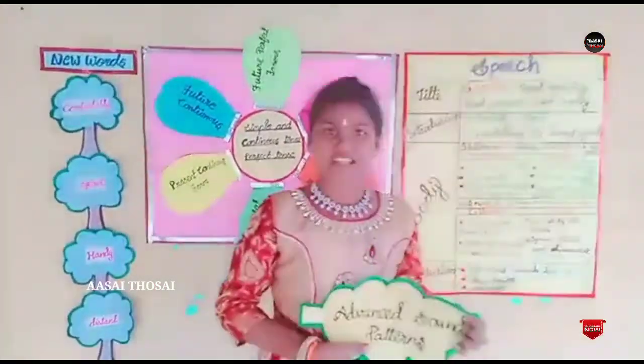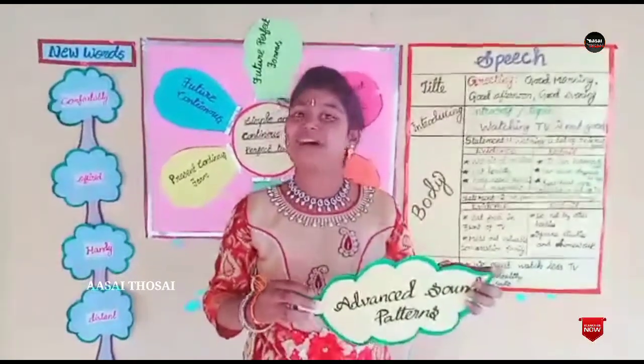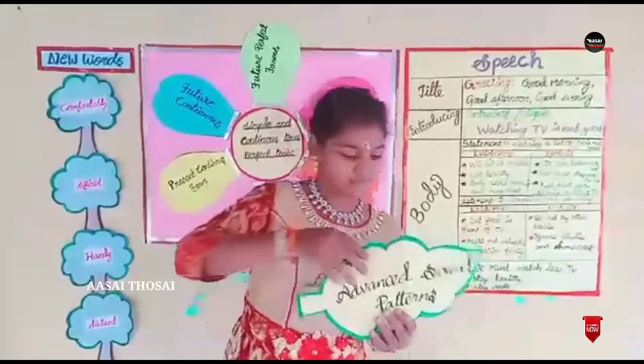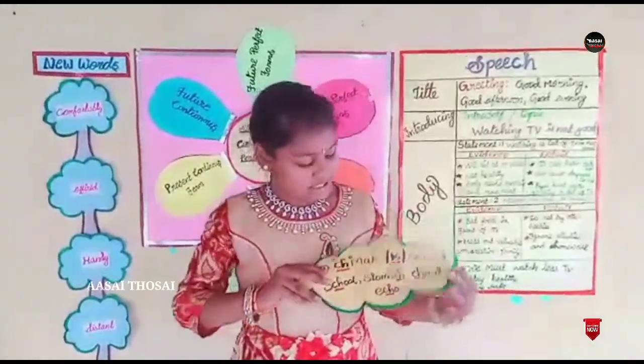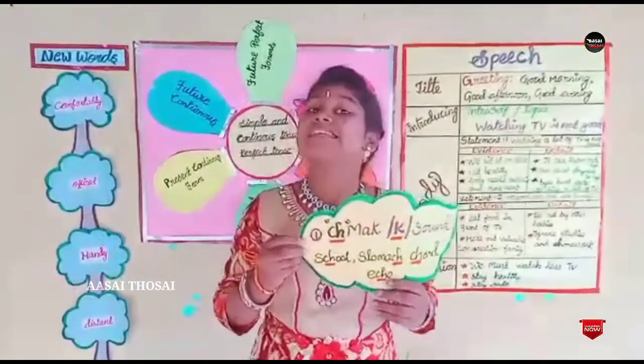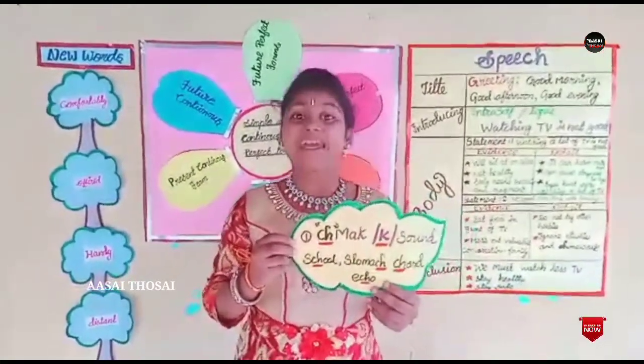These different words are advanced sound patterns. What? Advanced sound patterns. See, that is CH words. First we can see CH words. This makes K sound. Say me K sound.